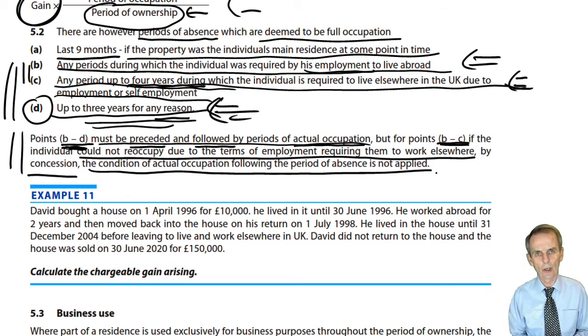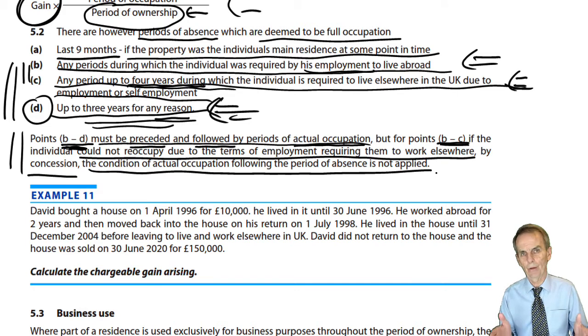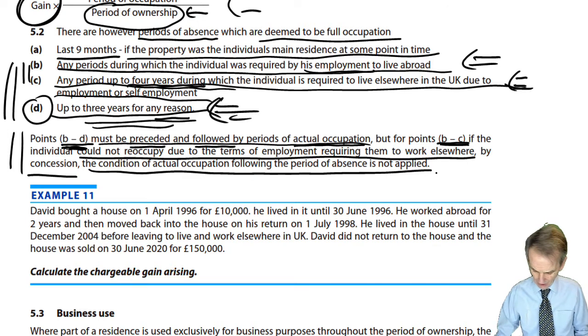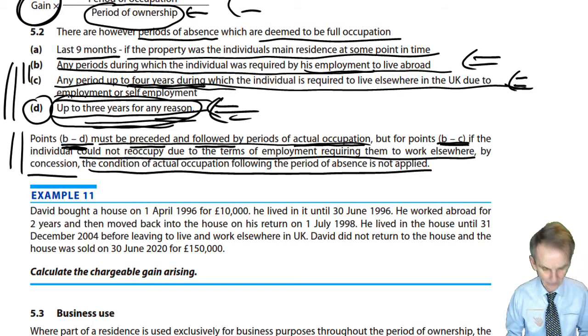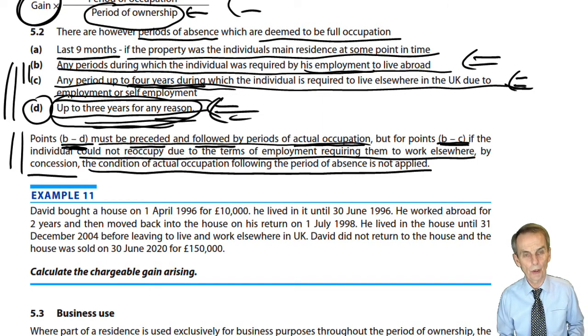But in my situation, I went to London for 5 years. Now then, if I decide after that 5 years, while I'm still in London, that I'm not going back, I will be fine with my 4 years for working elsewhere in the UK. But the 5th year there will be chargeable. Unfortunately, this one, up to 3 years for any reason, will not apply.